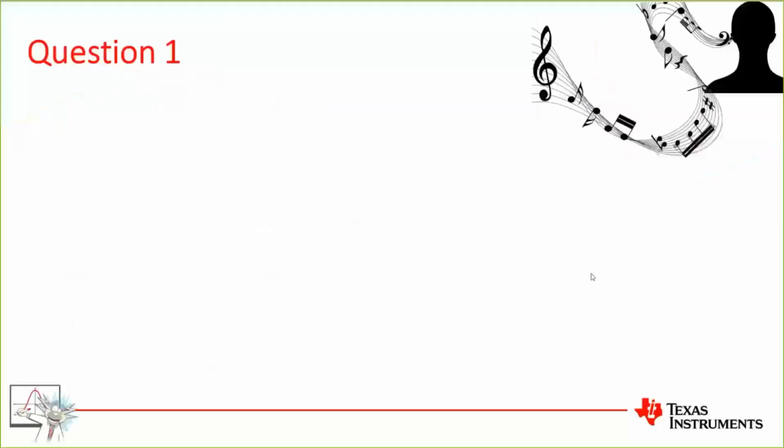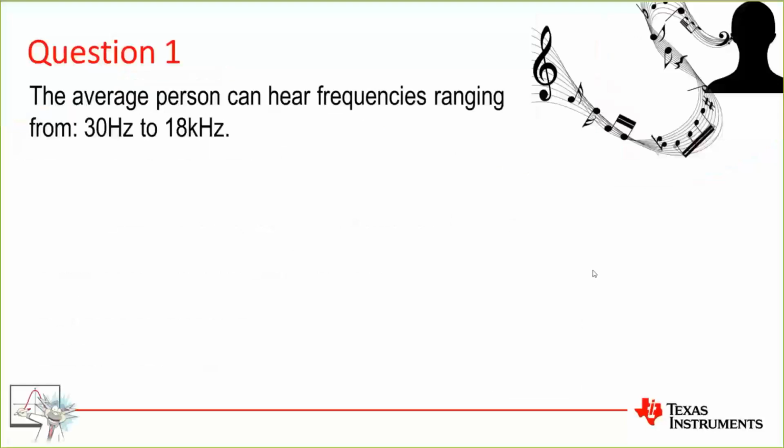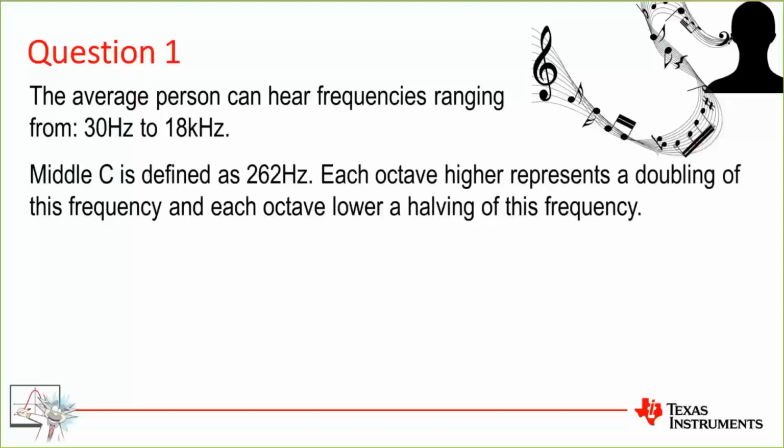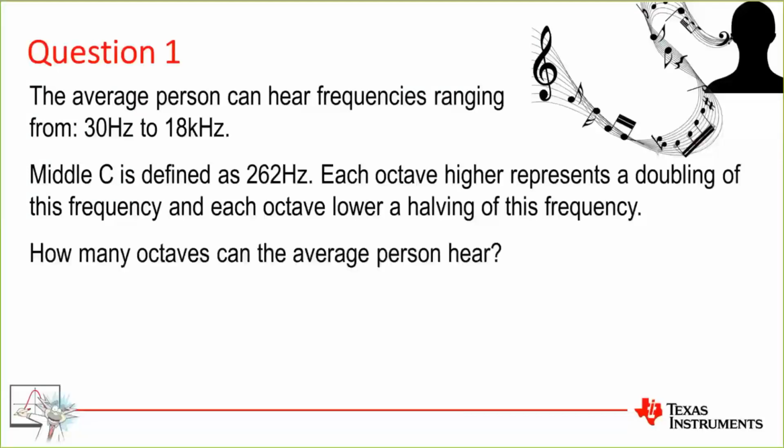Our first question, it's a musical question. You don't get to hear anything, but the average person can hear frequencies ranging from 30 Hertz through to 18 kilohertz, meaning 18,000. Middle C is defined as 262 Hertz. Each octave higher represents a doubling of this frequency, and each octave lower, a halving. So our question is, how many octaves can the average person hear?